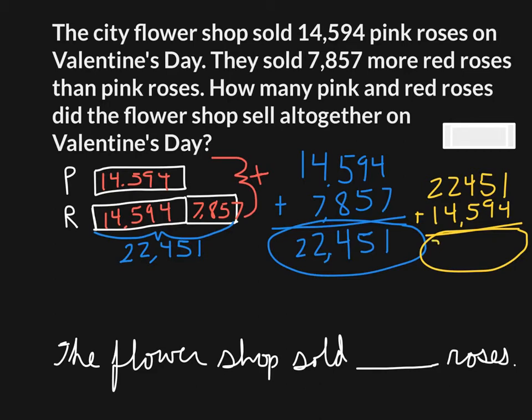And hopefully you got your final answer as 37,045. So now I can fill that in on the blank here in my sentence, 37,045 roses. So the flower shop sold 37,045 roses.